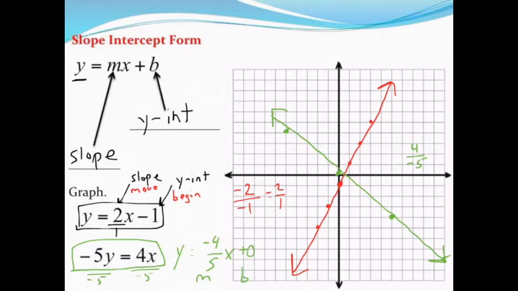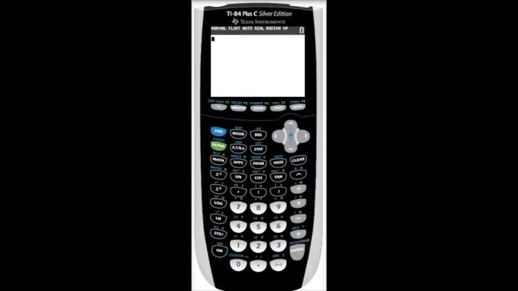Let's go ahead and take a look at how the calculator works. I'll show you a couple things with that right now. All right, let's take a look at how to use our graphing calculator to graph those lines we just looked at. So from your home screen, what we want to do is find the y equals key. It's up here in the upper left. So press y equals, and you should see this screen pop up.